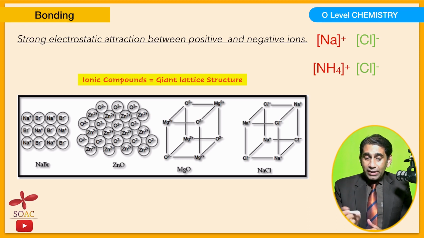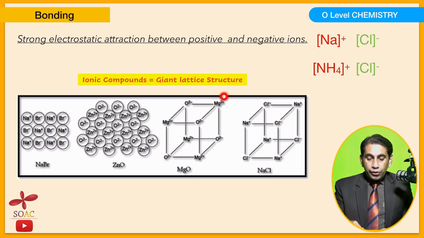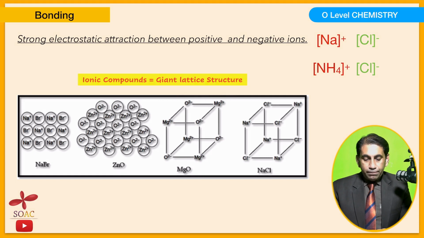So you can represent it in this way. You can write it in this way. And normally speaking, you should write the structure of an ionic compound like this as far as the O-level syllabus or IGCSE syllabus is concerned. If you are going to write the cubic structure especially, then you will write this structure. That is the true and good representation of an ionic compound.